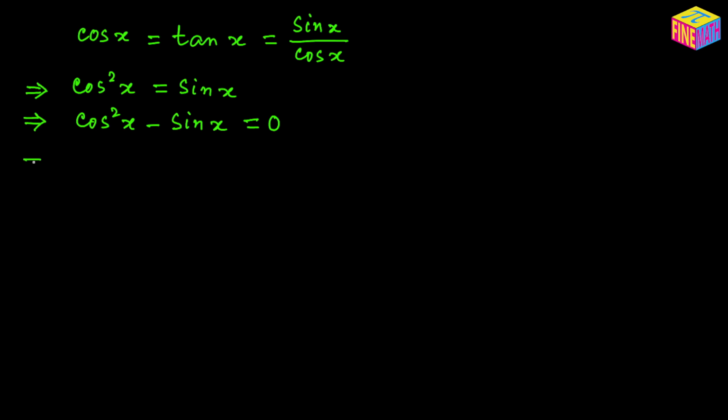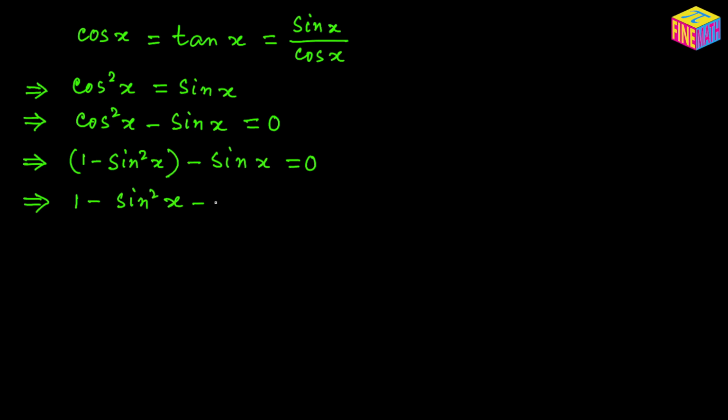And from here, if we replace cosine square of x by 1 minus sine square of x, that's the Pythagorean identity, and then minus sine of x is equal to 0. So 1 minus sine square of x minus sine of x is equal to 0. That's looking like a quadratic in sine of x, and if we multiply by negative 1 on both sides, then we are going to get a positive sine square of x. I'm just rearranging. First I'm writing the square term, sine square of x, that will become positive, and then plus sine of x, that will also become positive, and minus 1 equals 0.